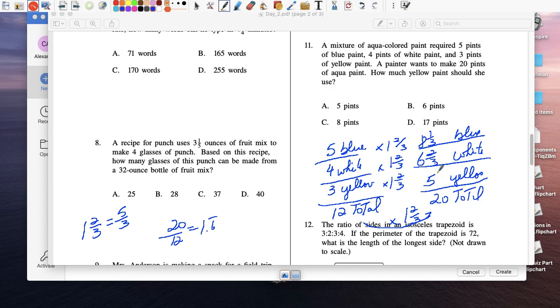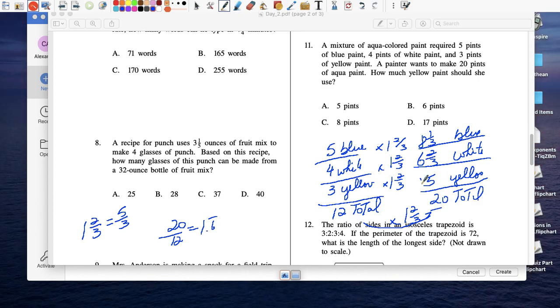So if you add all these, you should get 20. And you do, because 8 plus 6 is 14, 14 plus 5 is 19, and then 1/3 and 2/3 is 1, and the 19 plus 1 gives you 20. So the answer we want is actually 5. So you would need 5 pints of yellow.